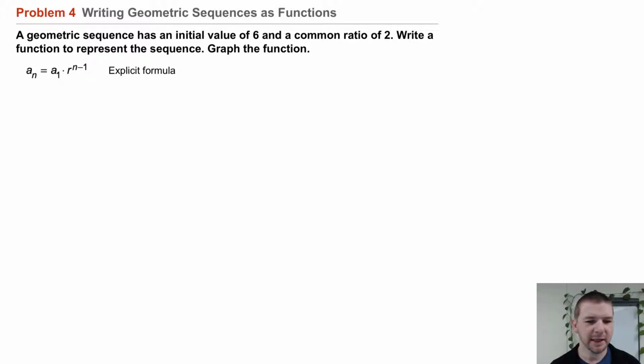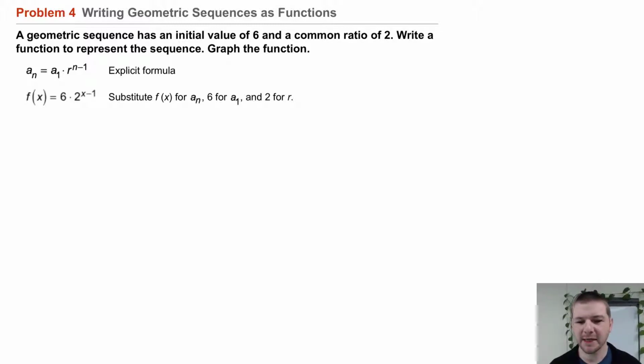A sub n equals a sub 1 times r raised to the n minus 1 power. Next, we'll substitute f of x, function notation, for a sub n. Remember, a sub n represents any arbitrary term in the sequence. So we're going to let f of x represent any arbitrary term in the sequence.